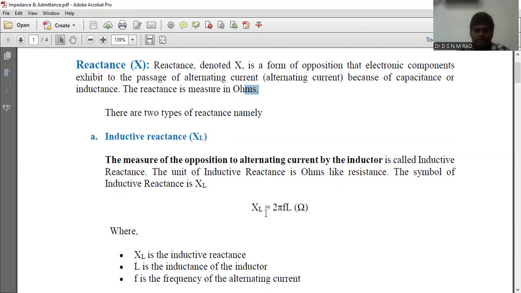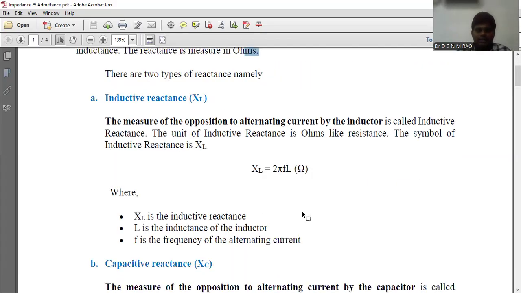The formula is XL equals 2 pi FL. As we saw in the pure inductor excited by AC supply in the previous lecture, XL equals 2 pi FL ohms, where XL is the inductive reactance, L is the inductance of the inductor, and F is the frequency of the alternating current.